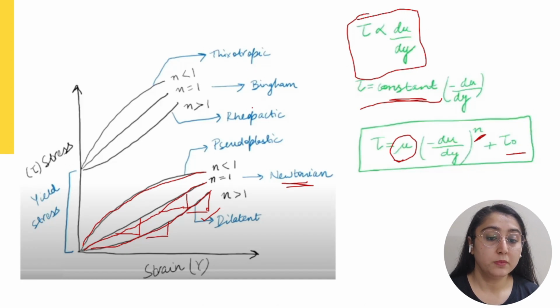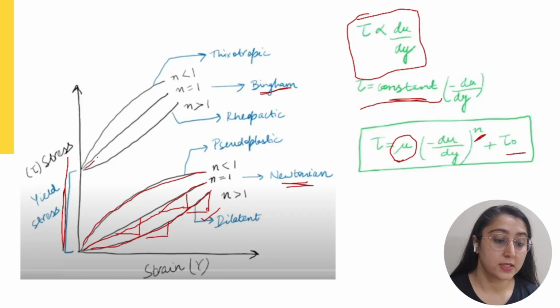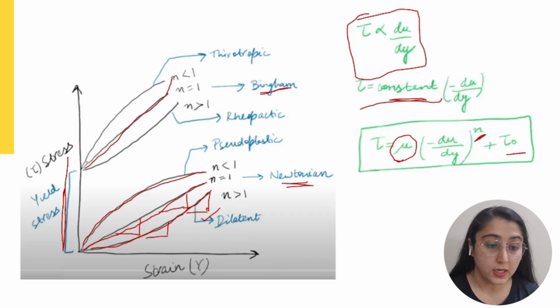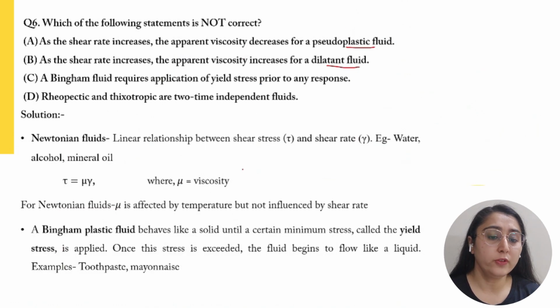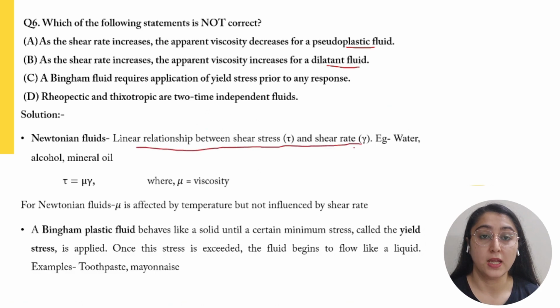Next we see that Bingham, thixotropic and rheopectic, after a certain yield stress, Bingham follows the behavior of a Newtonian fluid, that is an exact linear relationship between stress and strain, but it needs a certain yield stress. After that only it will begin to flow. Similarly, rheopectic follows the same behavior as dilatant, which is shear thickening, and thixotropic follows the same behavior as pseudoplastic, that is shear thinning, but it also requires a certain yield stress. Now if you look at these one by one, Newtonian fluids basically follow a linear relationship between stress and shear rate, such as water, alcohol, mineral oil.